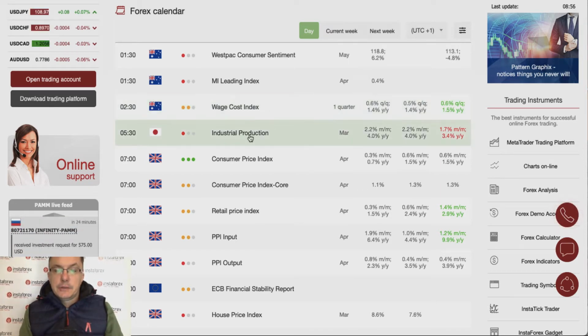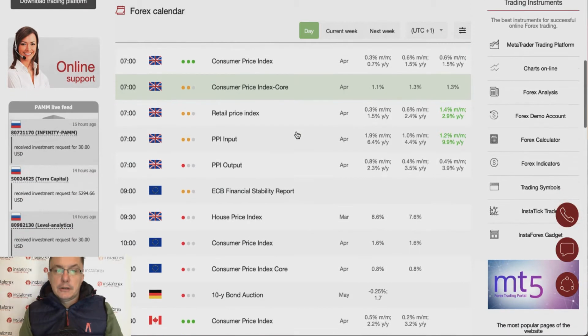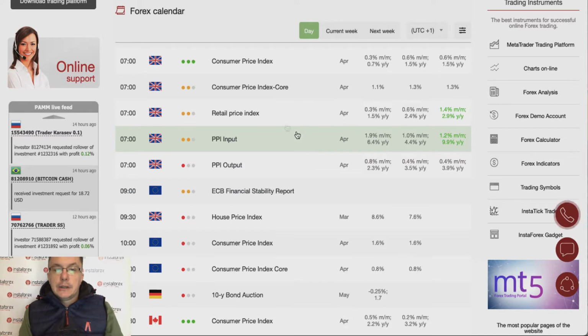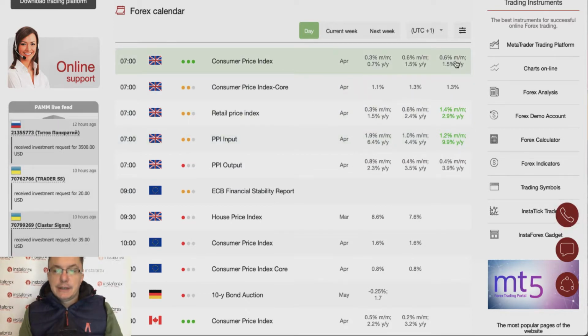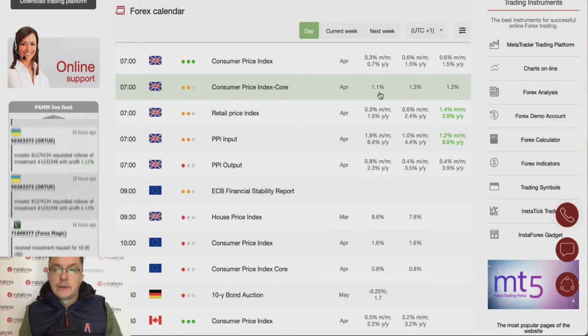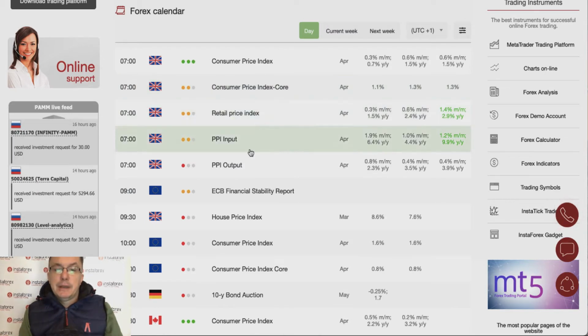The industrial production from Japan was an expected 1.7% versus 2.2, which is another disappointment from the Japanese economy. News from the United Kingdom: consumer price index is in line with the expectations, 0.6%, but it's higher than the last month, 0.3%. The core price index is higher as well, 1.3% versus 1.1%. Retail price index, PPI input, PPI output are both better than expected or in line with the expectations.